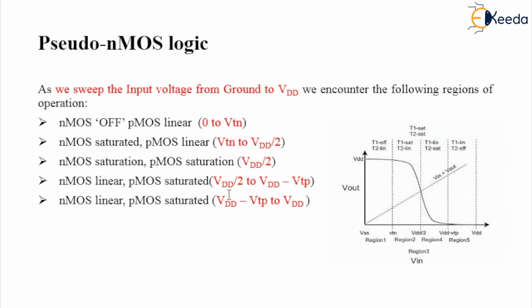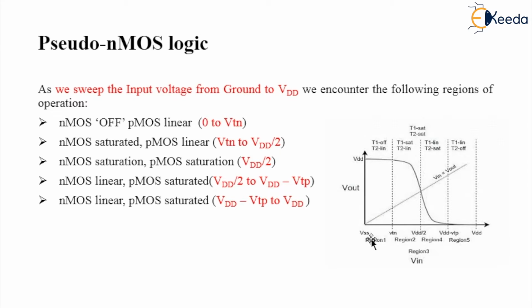And next, in going to region 4, when the input exceeds VDD by 2 up to VDD minus the threshold voltage of the P channel, between these two voltages the NMOS will move from saturation to linear, and PMOS will be in saturation itself. And in the last case, VDD minus threshold voltage of P channel to VDD, between these two voltages the NMOS will be in linear and PMOS will also be in saturation itself. So simply it is acting as an inverter, no need to worry here.